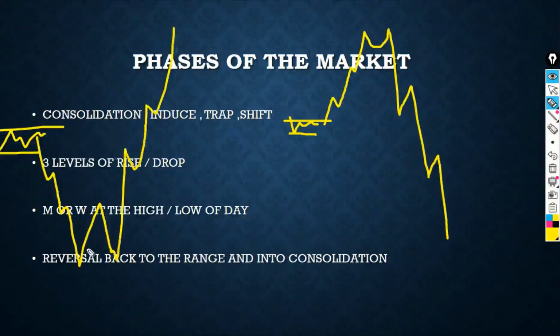If the low is an M, the high is a W; if the low is a W, the high is an M. If the high is an M, the low is what? A W. So these are the patterns. I hope you will be able to memorize this picture, this pattern. It's simple.